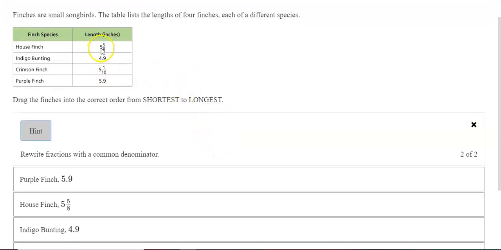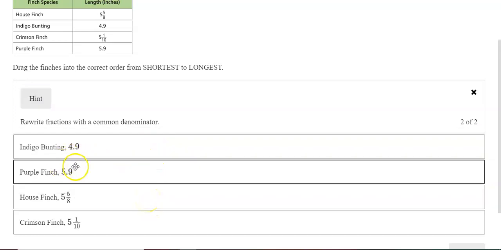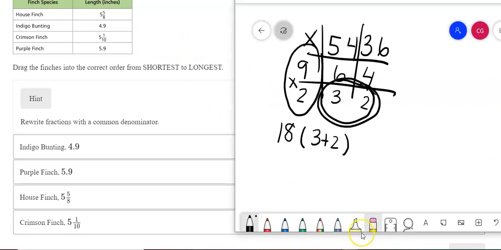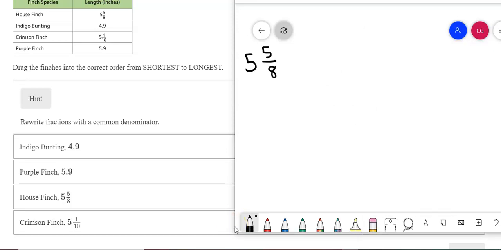Before we start doing anything, let's look at our whole numbers. You will see that one is 4. All the rest are 5. 4 is smaller than 5, so I know the indigo bunting at 4.9 is the smallest. Now let's look at the ones that have 5 in them. So I have 5 5/8, 5 1/10, and 5.9. And we're going to change this 5.9, the 9 is in the tenth spot, to 5 9/10.